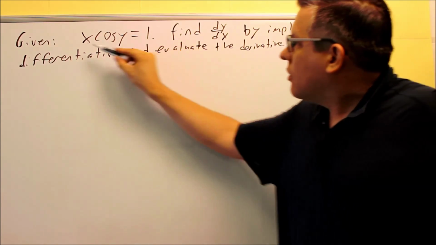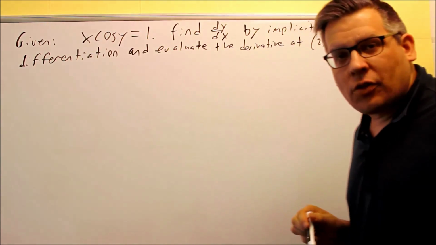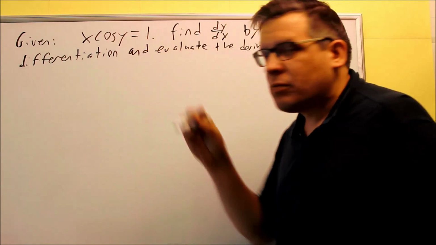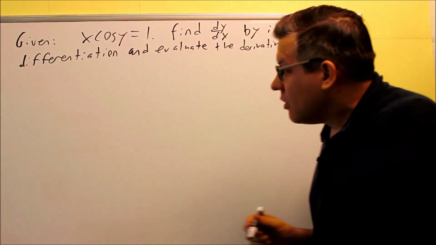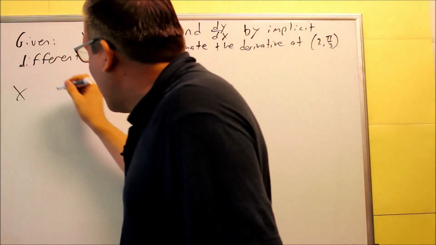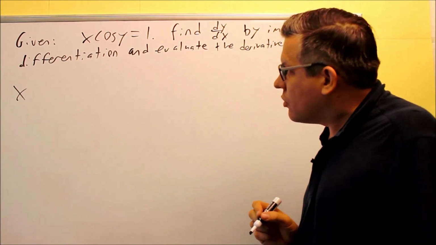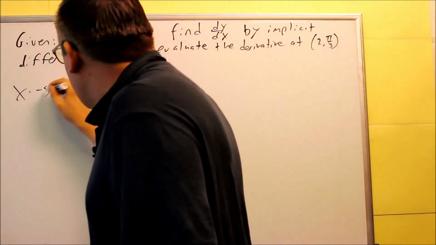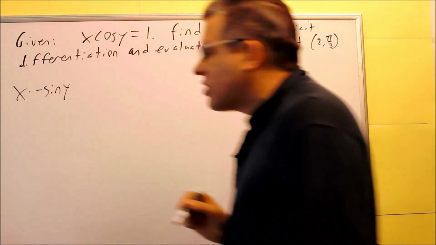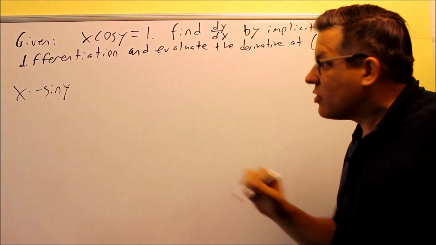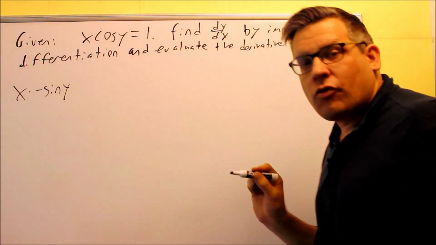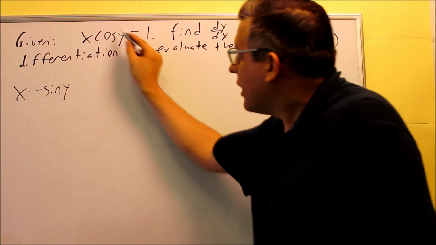When we do that, the left-hand side is going to involve the product rule because you have two different pieces multiplied together. So we have the first piece, x, times the derivative of the second. Derivative of cosine is negative sine, so I have negative sine y. And then times the derivative of the inside. Don't forget about the chain rule on this. We did the outside function.